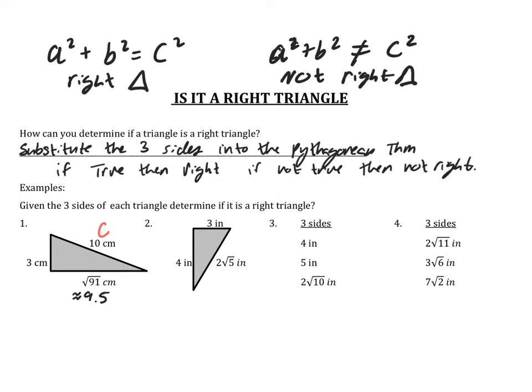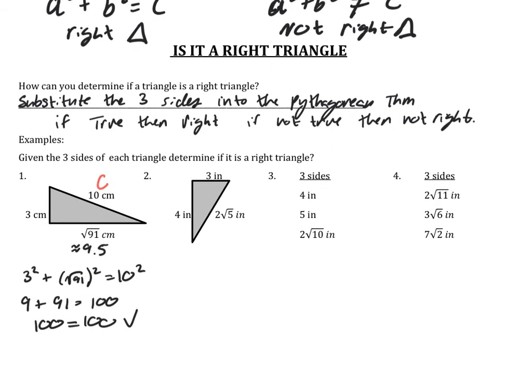So we're just going to substitute this into the Pythagorean theorem. So 3 squared plus the square root of 91 squared equals 10 squared. 3 squared is 9. Square root of 91 squared is 91. 10 squared is 100. 9 plus 91 is 100. 100 equals 100. So the Pythagorean theorem holds true here. So yes, this is in fact a right triangle. We can just say, yep, it is.